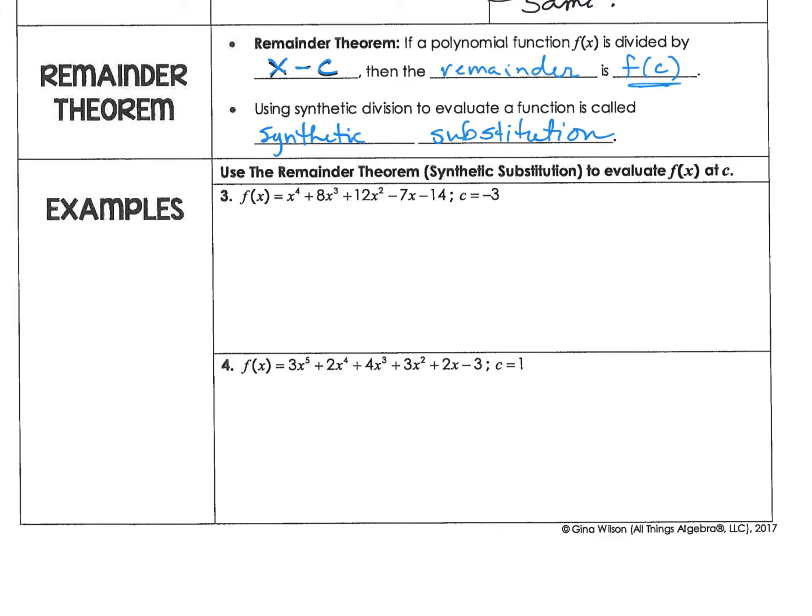So let's set this guy up. What goes on the outside? -3. And on top: 1, 8, 12, -7, and -14. So we're just going to bring stuff down.